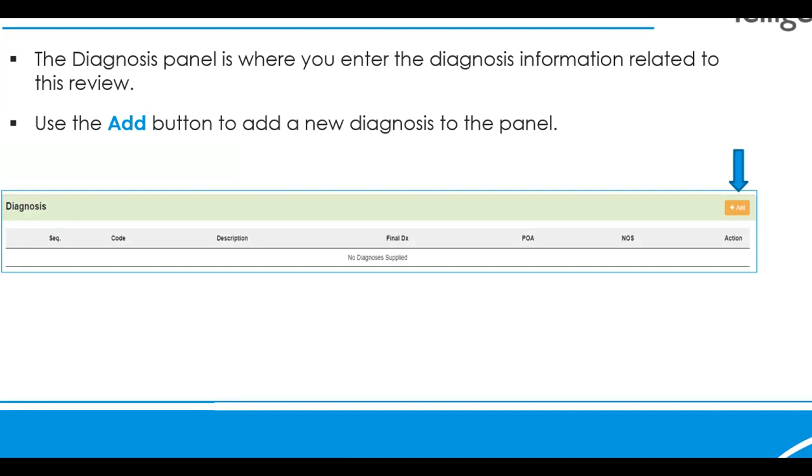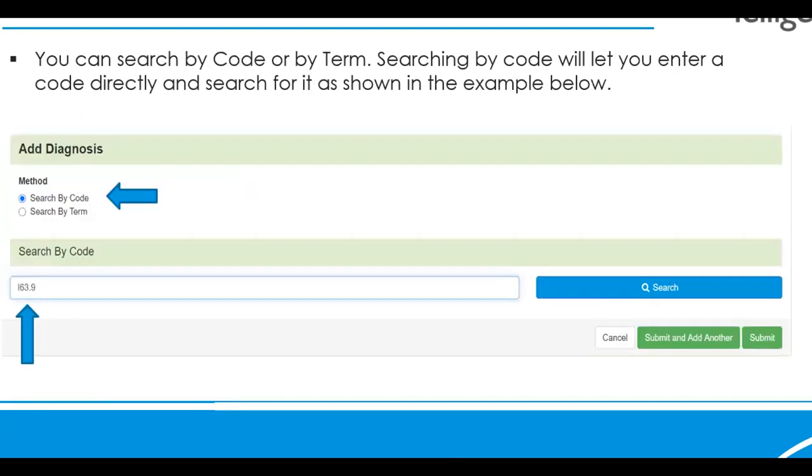After we have all our provider and our visibility set, we'll enter information about the review itself. So the first is our diagnosis panel, and this is where you'll enter any diagnosis information related to this review. Again, you'll select that orange add button to start that process. You can either search by code or by term. So if you know the ICD-10 code, you can enter it there in the box, or you can click on the search by term, fill in that radio button, and then you can enter a word such as headache or knee or brain, and click the search button, and the system will search against whatever terms that you've entered.